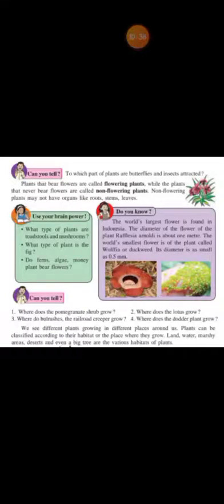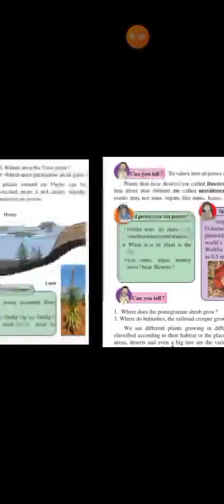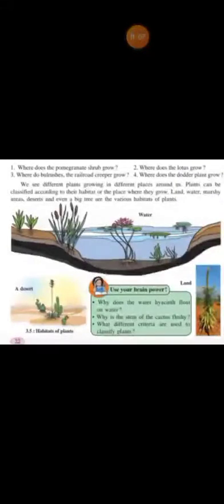Fine, children? Yes. We see different plants growing in different places around us, right? Plants can be classified according to their habitat or the place where they grow. Land, water, marshy areas, deserts, and even a big tree are the various habitats of the plants. Fine, children?